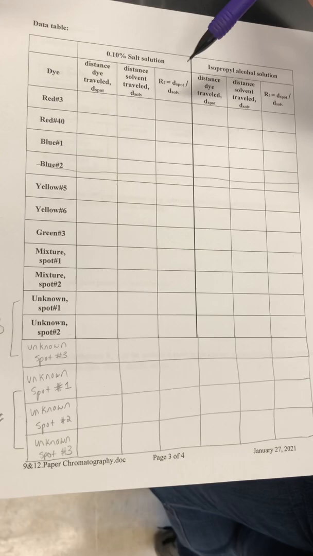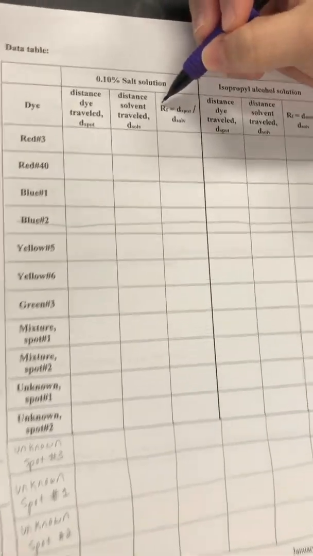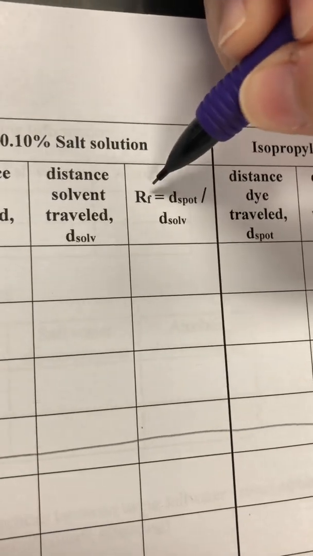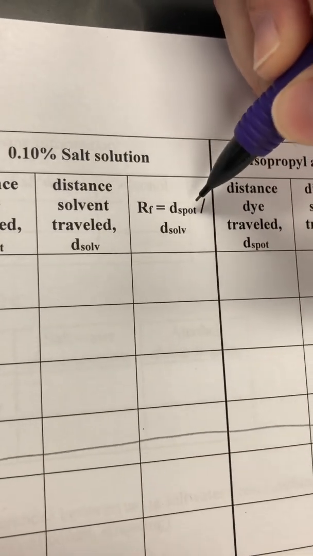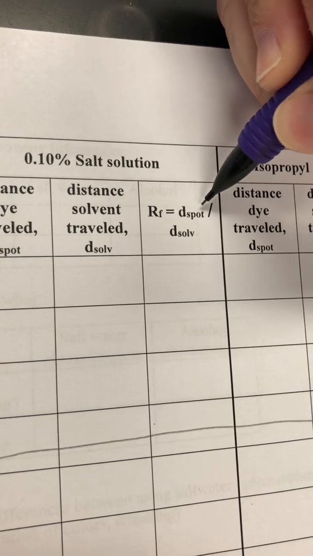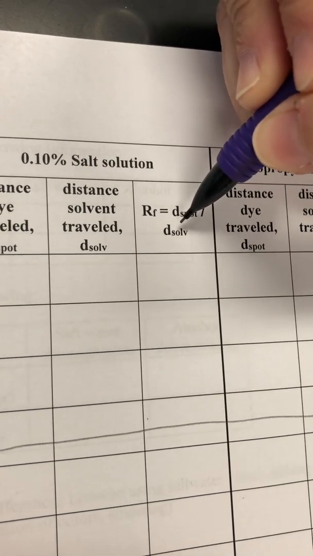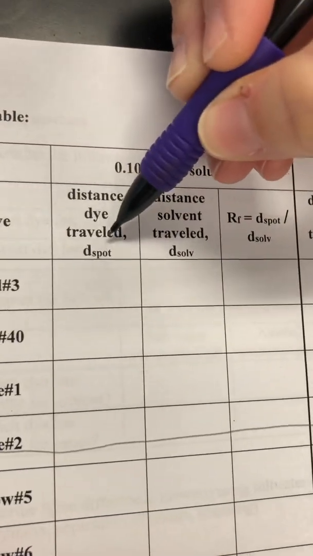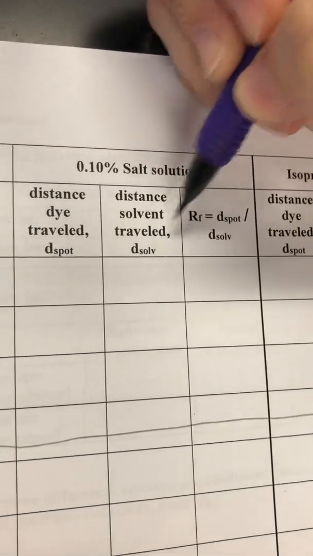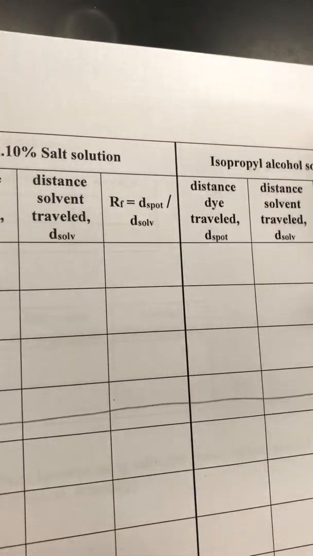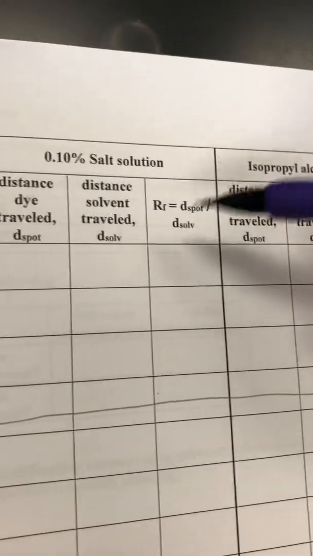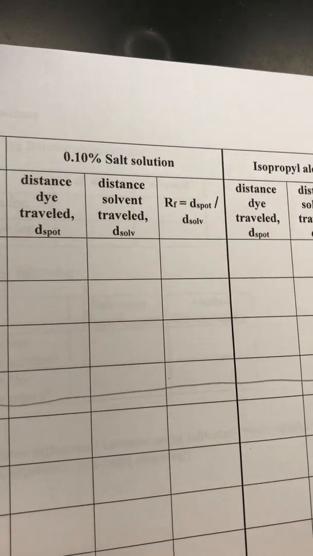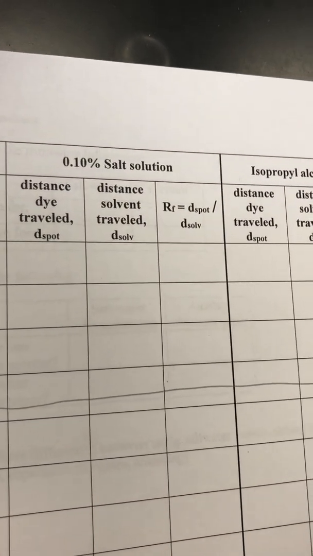What we want to do is calculate what's called a retention factor. So RF is our retention factor. To calculate the retention factor, it's the distance the spot traveled divided by the distance the solvent traveled. So we got to get these 2 measurements and divide them to get our retention factors. The retention factor is going to tell you how much did it stay at that starting point line compared to how much did it move.